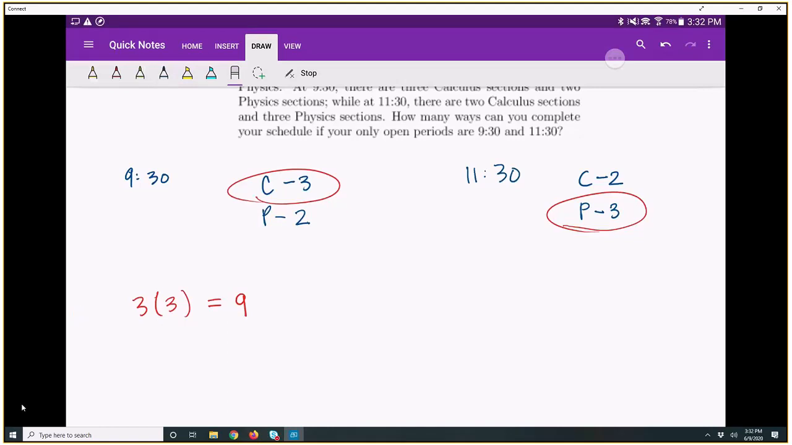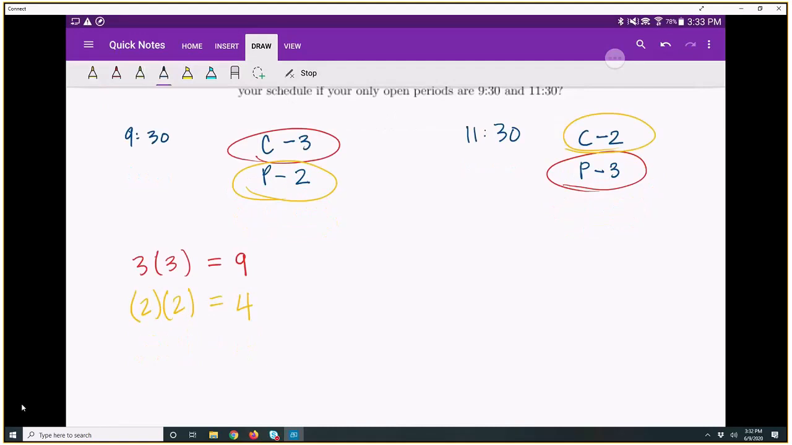Or I could say, no, I want to take physics at 9:30. That means I must take calculus at 11:30. So I have a choice of 2 physics classes and a choice of 2 calculus classes, so 4 schedules. And then I will add them up. We'll say there are a total of 9 plus 4, which is 13 possible schedules.